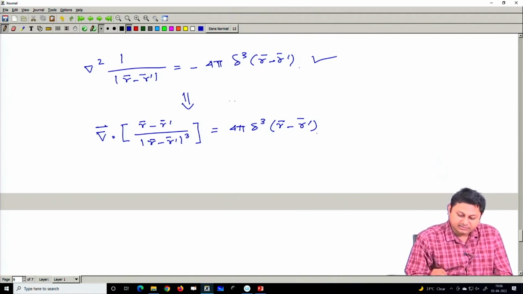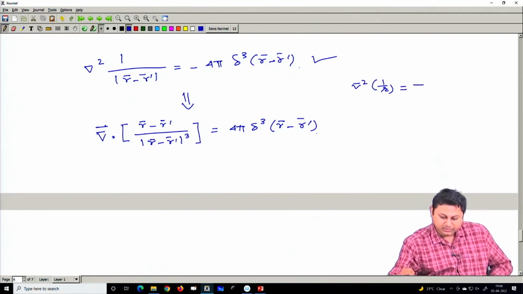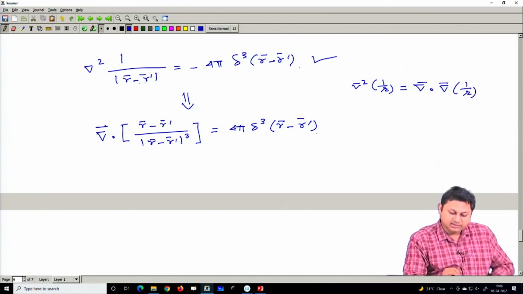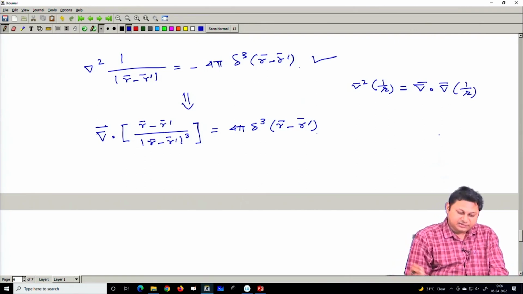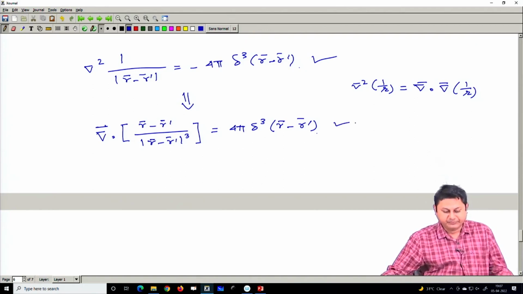So, take it as homework. Please try to find this correlation. What you need to do here, I am giving you the hints. Del square 1 by r is simply del dot del 1 by r. So, you can expand these things in this way, and then the rest follows. You just need to calculate this del 1 by r where r is r minus r prime, and these things will simply follow.